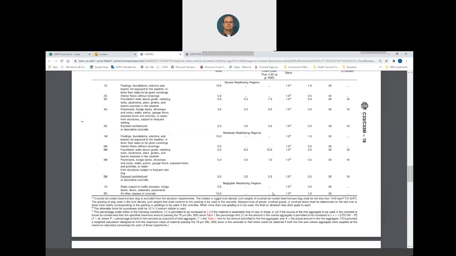So we want to say 1%, 1.0%, because it's less than 10%, so I'm keeping it as a decimal. Two, if the source of the fine aggregate to be used in the concrete is known to contain less than the specified amount passing the number 200 sieve, the percentage of the amount of coarse that is permitted to be increased, L equals 1 plus P over 100 minus P. Okay, so that's a little complicated.